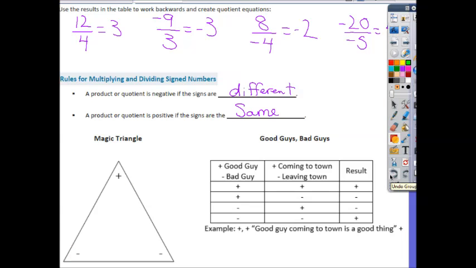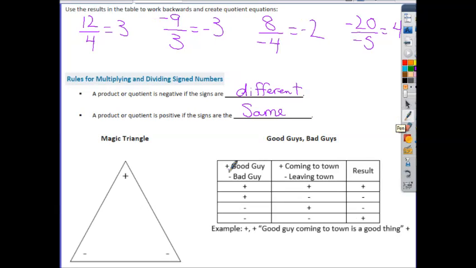Another way to memorize this is through a story. So we have good guys, bad guys, coming to town or leaving town. So if we go through this, positive represents a good guy, negative represents a bad guy, coming to town is positive, leaving town is negative. So let's read the story. A good guy coming to town is a good thing. A good guy leaving town is a bad thing. A bad guy coming to town is a bad thing, and a bad guy leaving town is a good thing. So you can see it has the same patterns. So whichever way works best for you to memorize these, go ahead and use it.